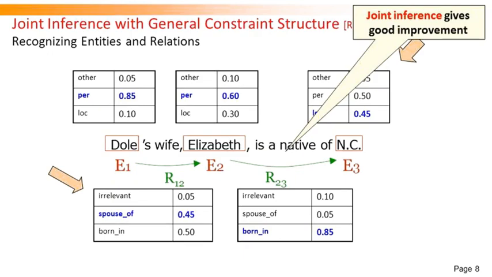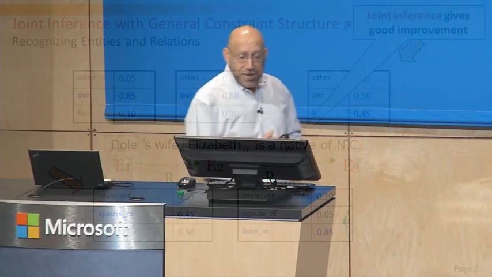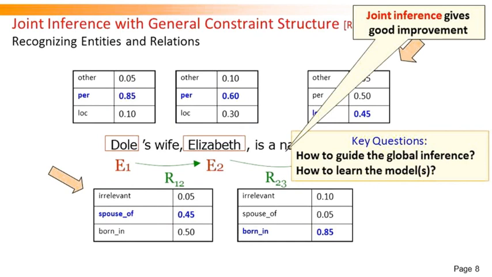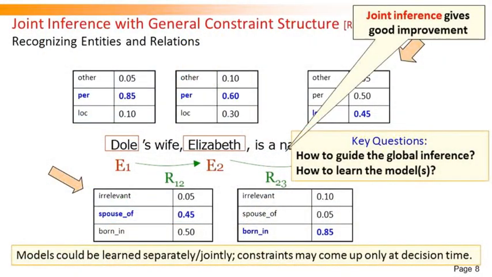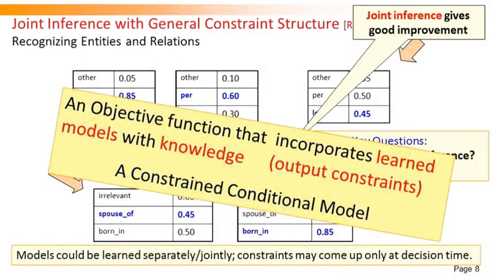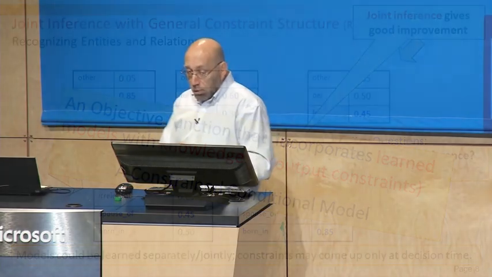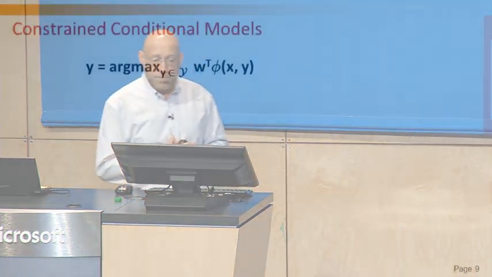And the question that you want to ask yourself, though, is how to learn. I'm not going to talk a lot about learning, but there's a lot of understanding today that you can learn this many ways, separately, jointly, and it depends on a lot of other things that I'm not going to get into. But most important, and what I want to address here, is how to guide this global inference. And clearly, there has to be some kind of an objective function that incorporates the learned models with knowledge, which I'm going to call constraints on the output, and I'm going to call this model a constraint conditional model.